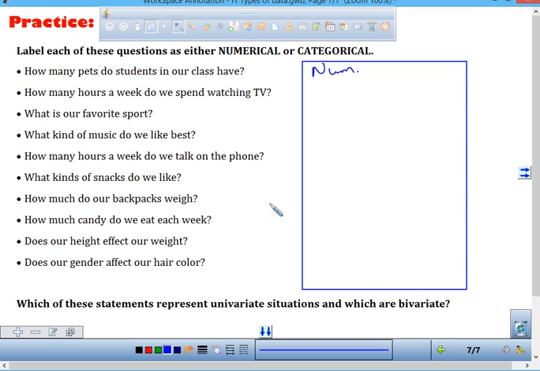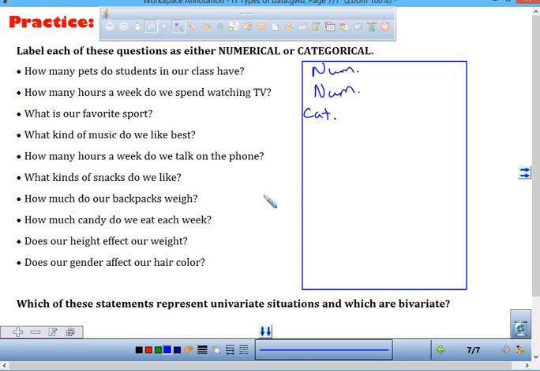Wherever you want. How many hours a week do we spend watching TV? What answer are you going to give me? You're going to give me a number answer. Numerical. I ask you how many hours do you spend watching TV in a week? That's a number you're going to give me, right? So that's numerical. Okay? What's your favorite sport? Now you're not giving me a number, you're giving me a sport. So that's categorical.